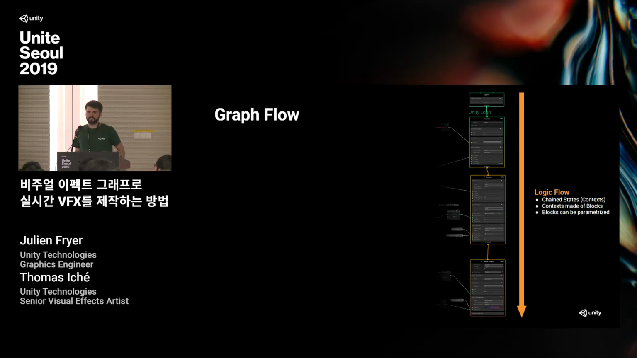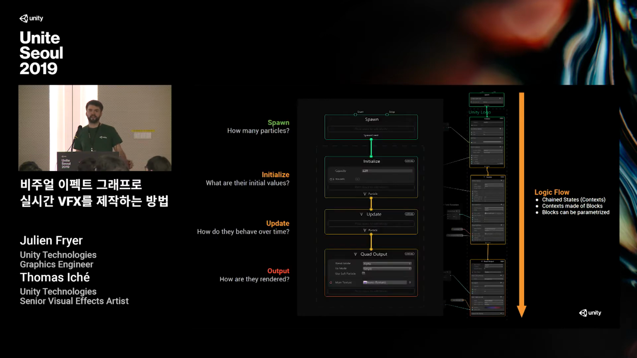Here is a representation of our graph. The visual effects graph uses bidirectional flow. First, a vertical logic flow that connects together what we call a context, and every context is just in charge of one stage of processing. We have at the top, for instance, the spawn context that will compute how many particles need to be created.